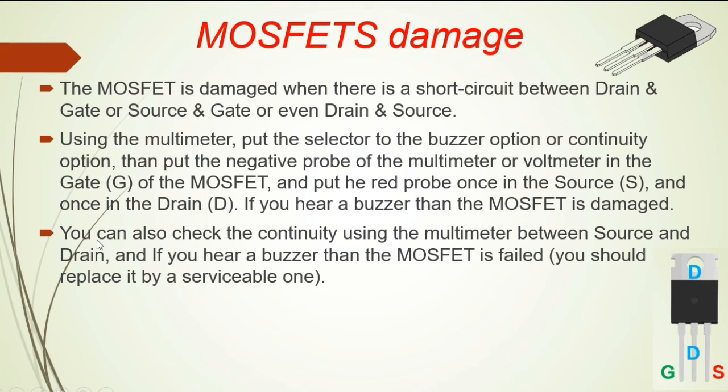Okay? You can also check the continuity using the multimeter between source and drain. And if you hear a buzzer, then the MOSFET has failed. You should replace it with a serviceable one. So, to check if the MOSFET has failed or not, you have to put first the black probe, not the red probe, the black probe of the multimeter in the gate terminal, and then check with the red probe once in D and once in S terminal.